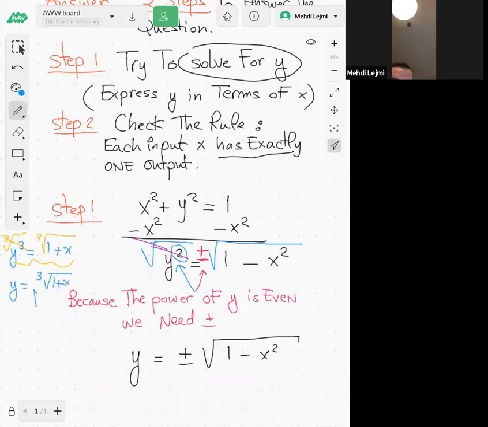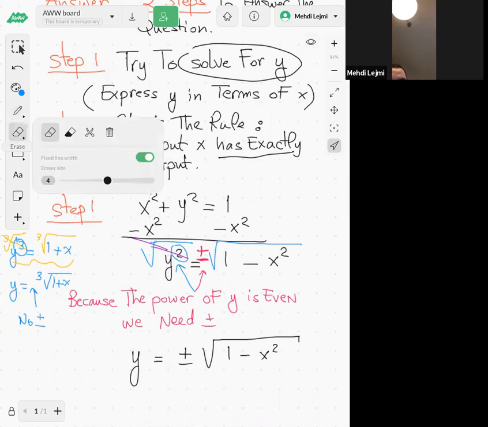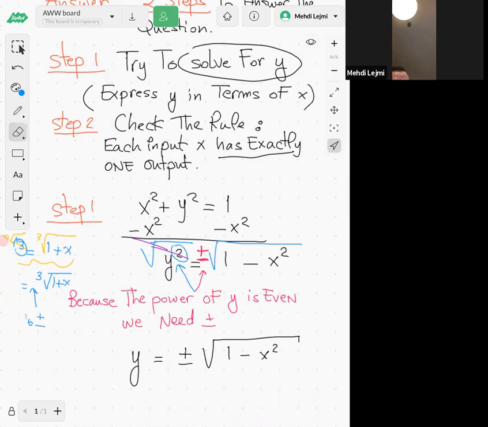As you can see, there's no plus or minus, because the power here is odd. Whenever you have an even power, you're going to need the plus or minus, and if the power is odd, there's no need for plus or minus. It's just to remind you of this rule. Anyway, we're going to have similar examples later.